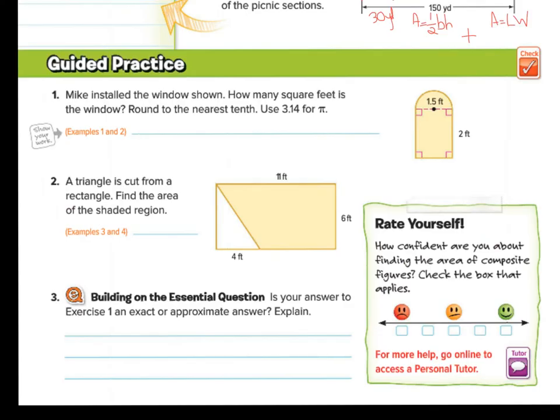And here's the guided practice. Take a look at it. Feel free to try it if you'd like, or wait for us to do it together in class. See you then.